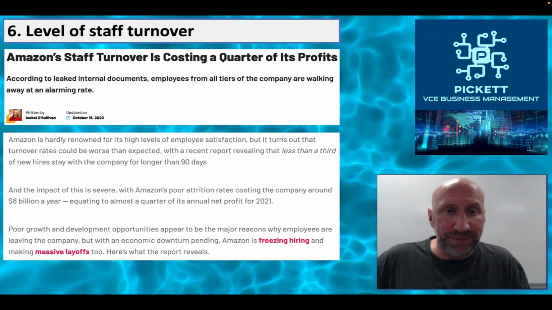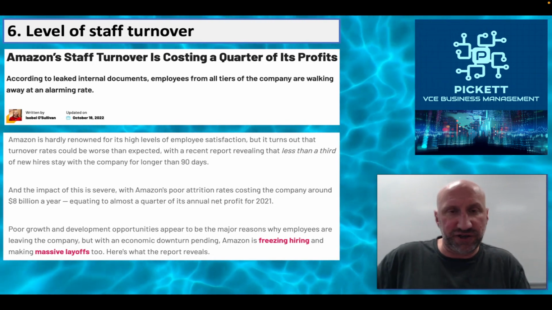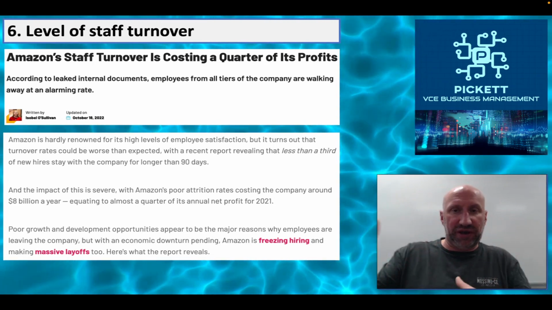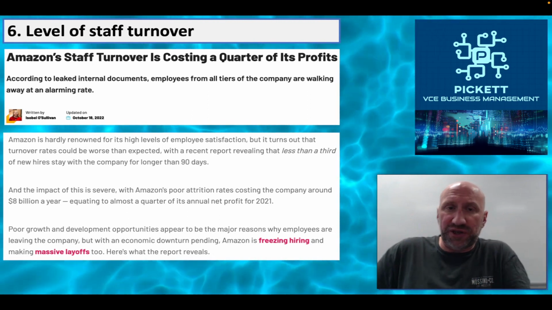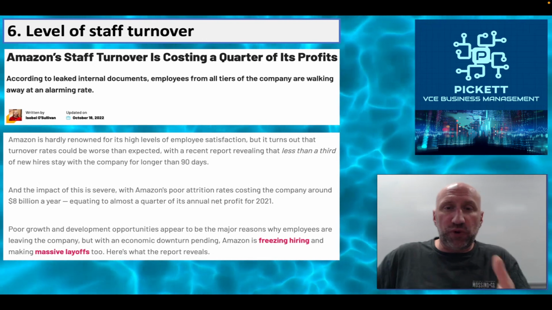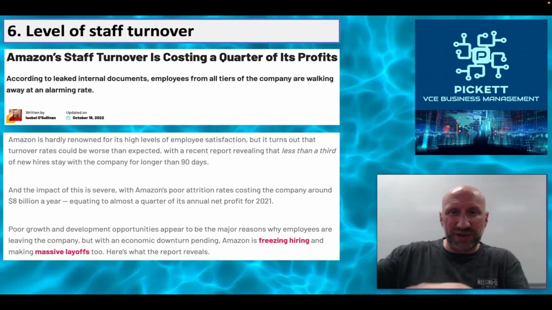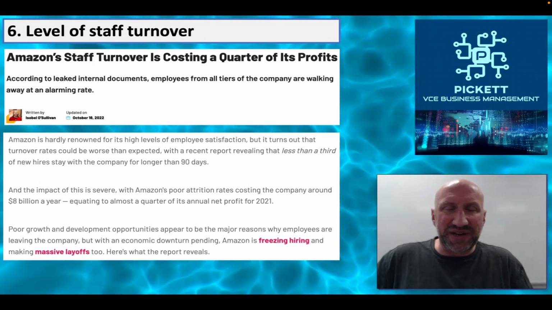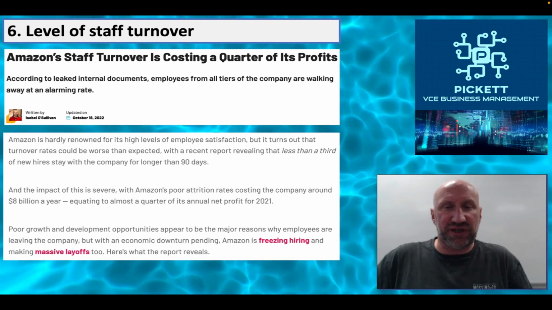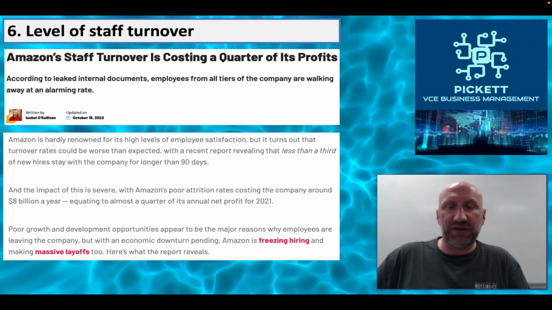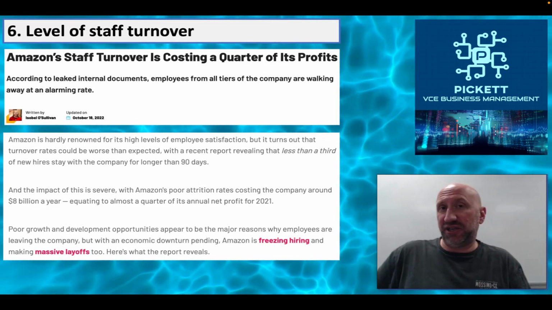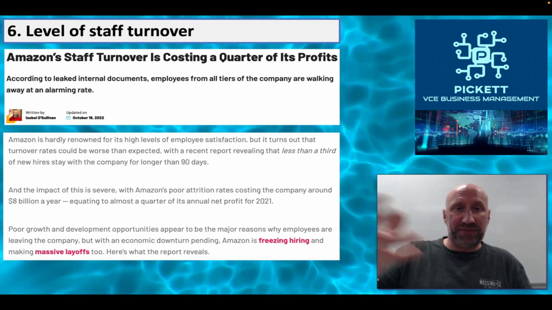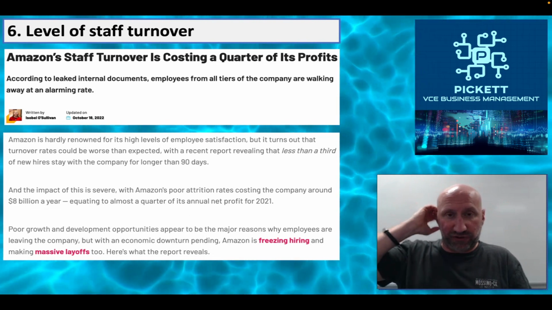That's appalling. That's a huge staff turnover. So there's obviously some issues going on in that business, which this article I think went on to talk about. And look at the impact of this. Amazon's poor attrition, attrition means losing people, costing the company around $8 billion a year, almost a quarter of its annual profit. So if it could deal with that, that's a huge amount of money that rather than being a cost would contribute towards their profit.